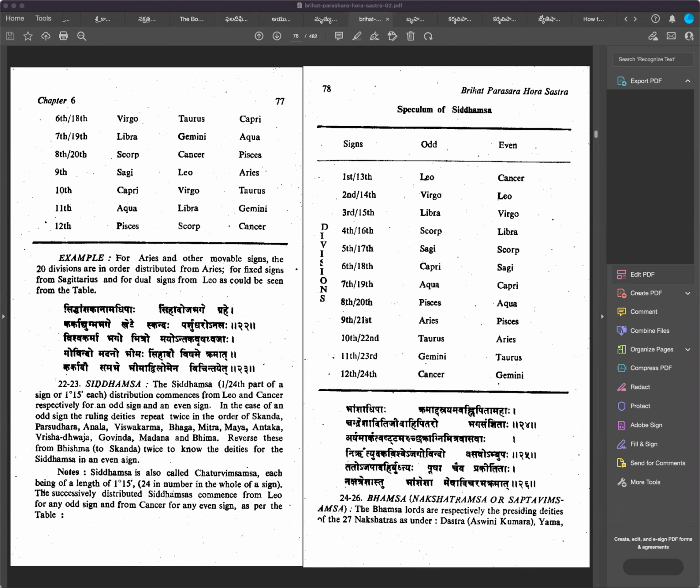Siddhamsha, the name gives the clue of what to look for in this Varga chart. Siddhi means something you achieve, what you are destined to achieve. Siddhi is related to higher level knowledge.